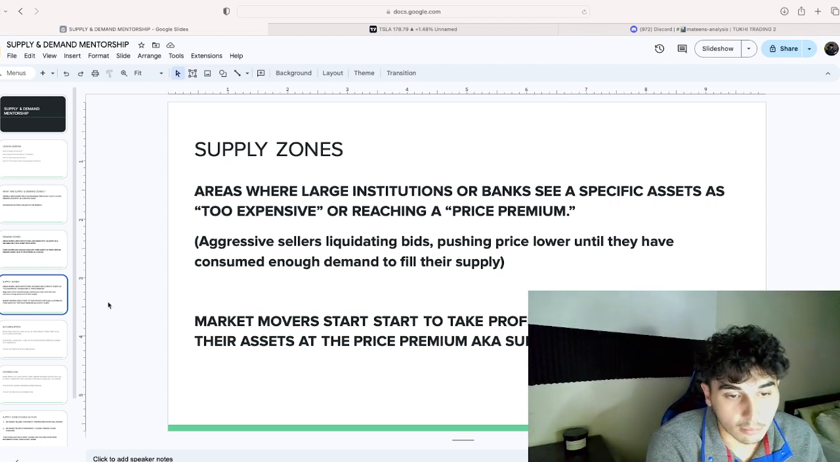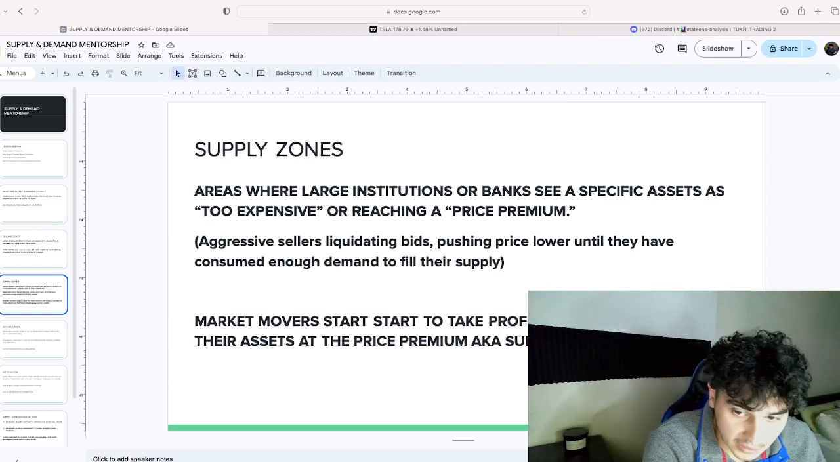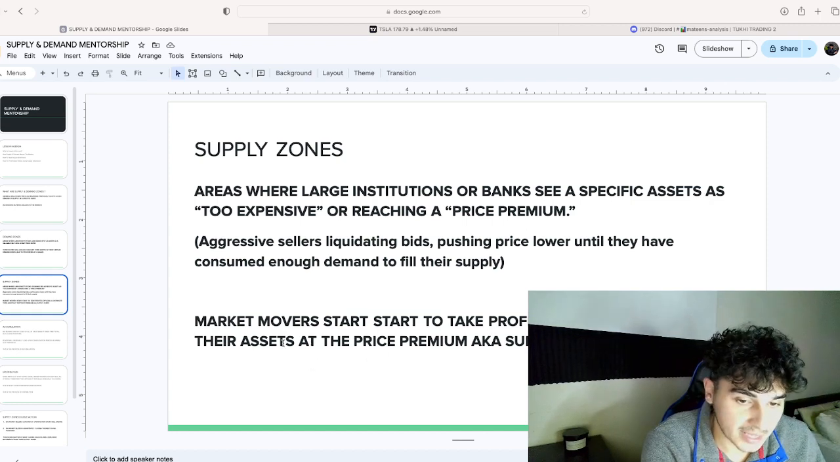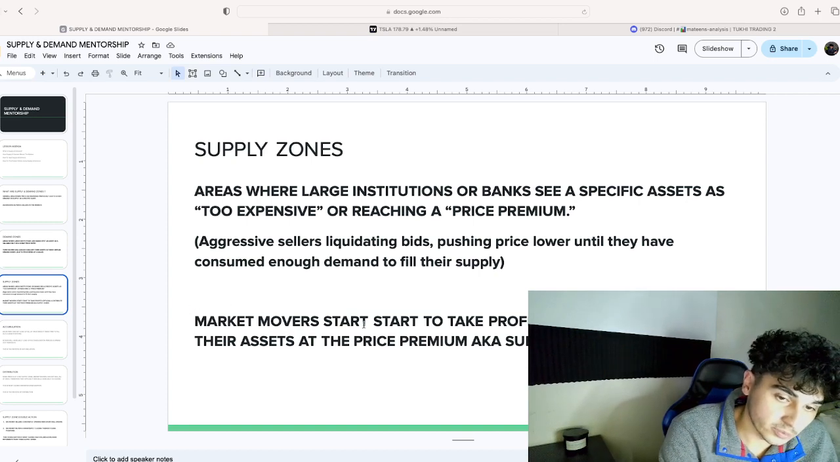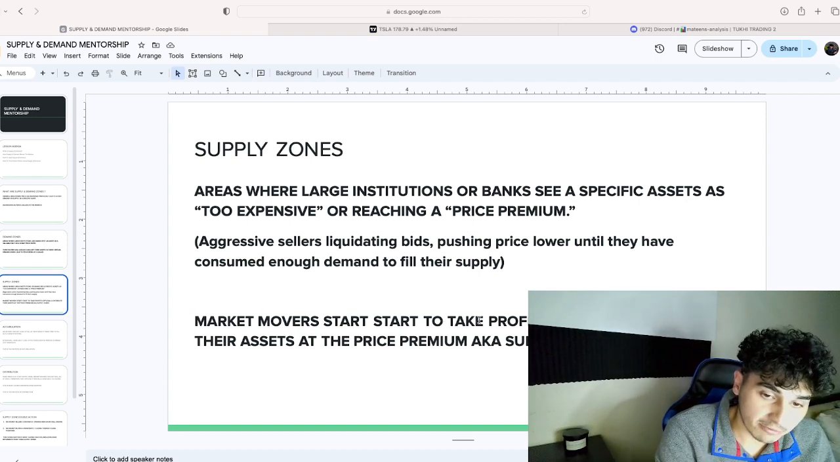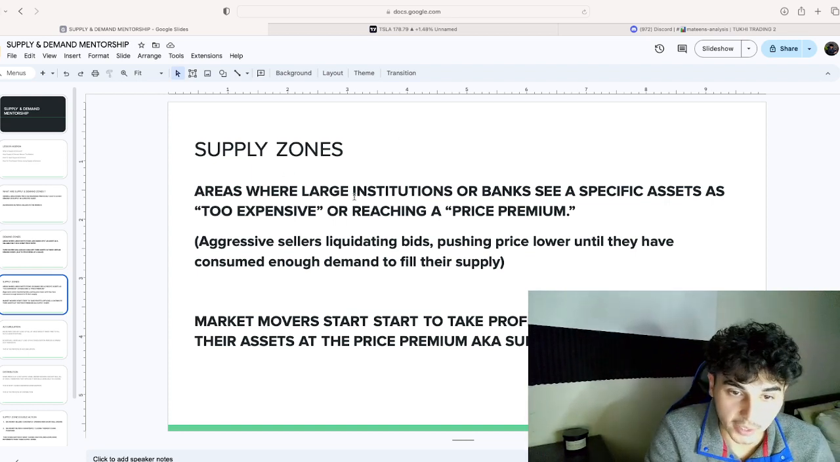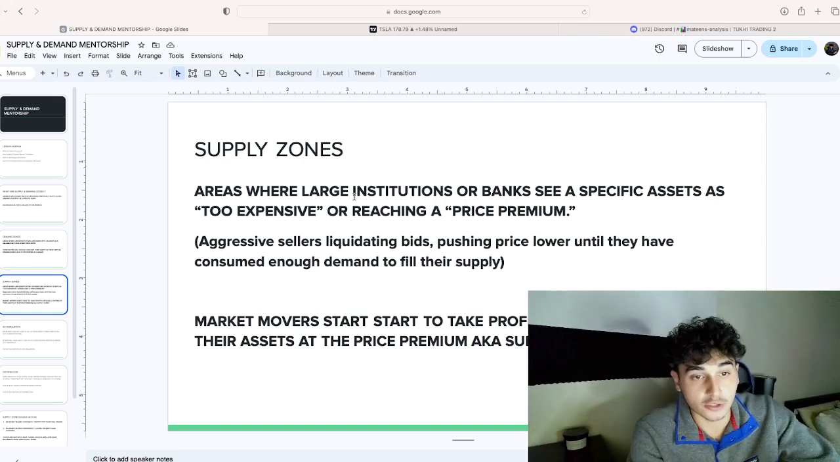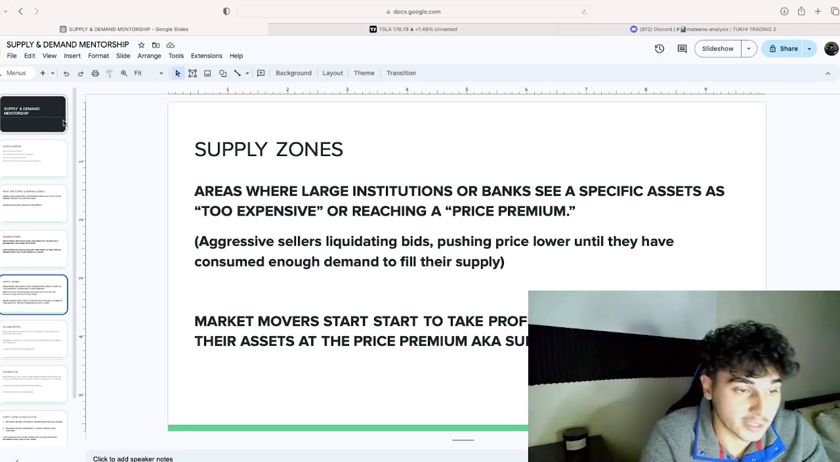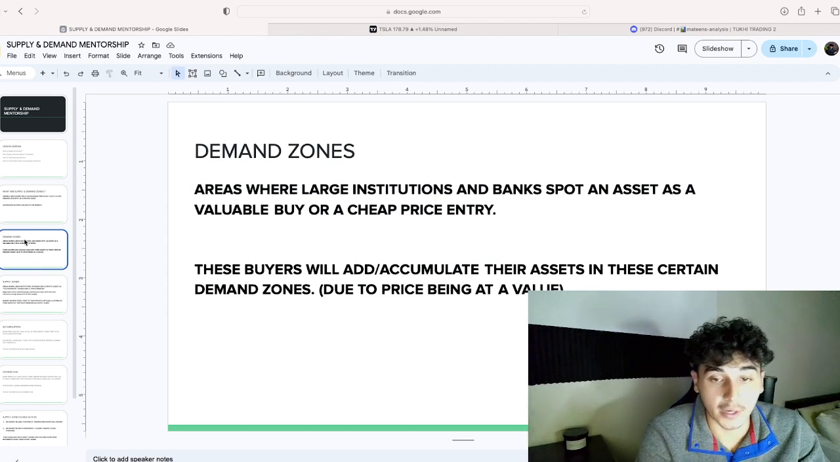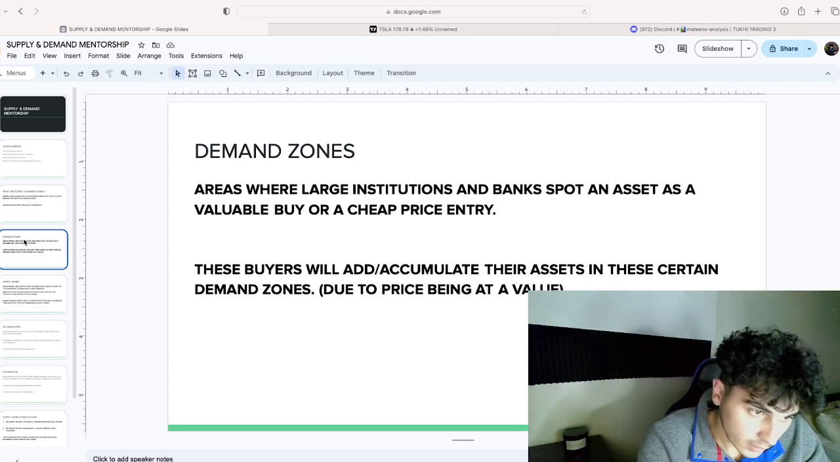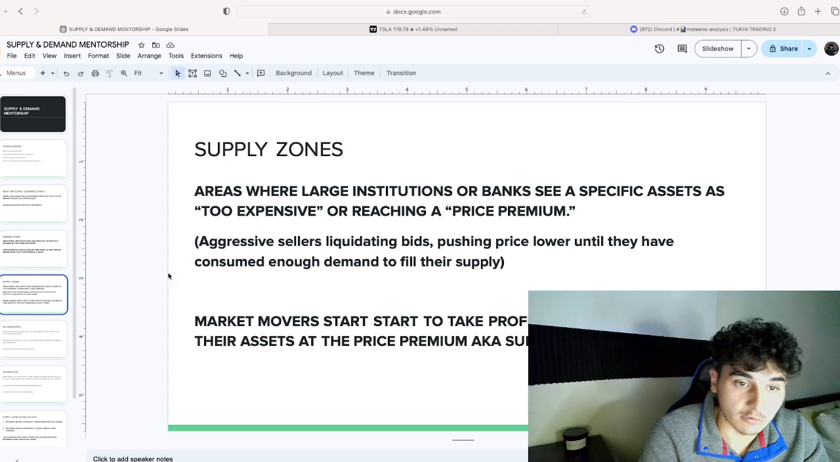Moving on, market movers start to take profits / offload their assets at the price premium / supply zone. So just how I mentioned, the market movers, banks and institutions, they're taking profits, they're selling at the supply zone. So if there's lots of selling going on in one area, that is going to cause price to move down, right? Just like demand. If there's lots of buying in one area, and that buying happens to be our demand area, we're going to see a strong move to the upside. Obviously, vice versa for supply.